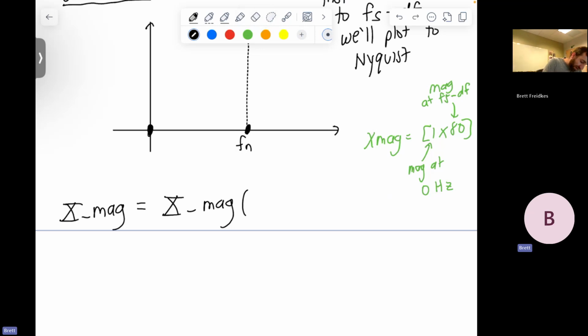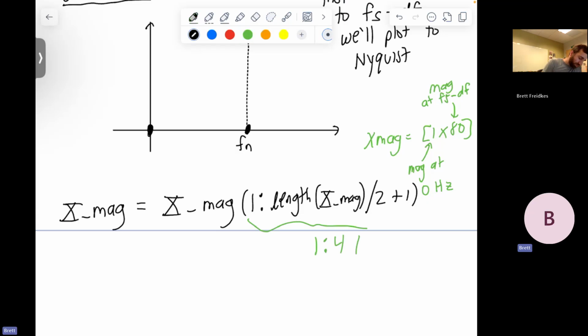But what I would like to do is say, okay, let's take the elements from 1 to 41. Essentially what we will do is take the length of that vector and divide it by 2. That will give us 40. But if I'm including the Nyquist frequency, I'll go ahead and add a 1 to it. So now this length here is 1 to 41.